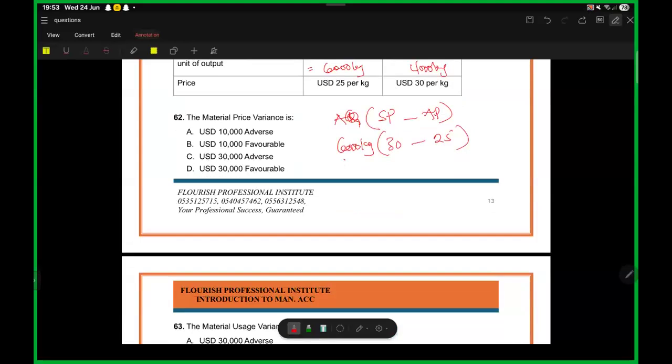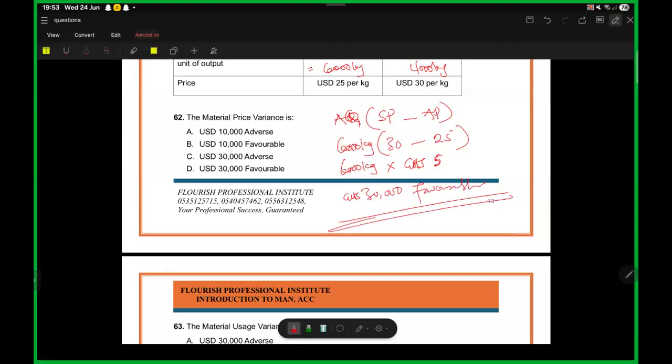Remember, so I have 6,000 kg times here. 30 minus 25 will give me positive 5. Then I will multiply 5 by 6,000, which is 30,000. Because it's giving you positive, we call it 30,000 favorable.